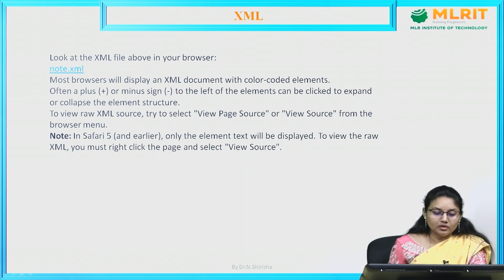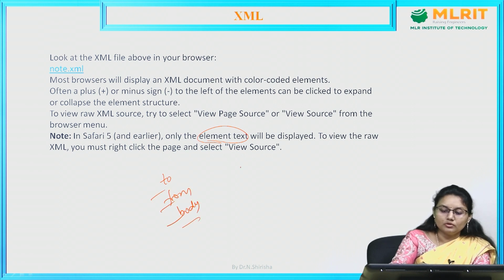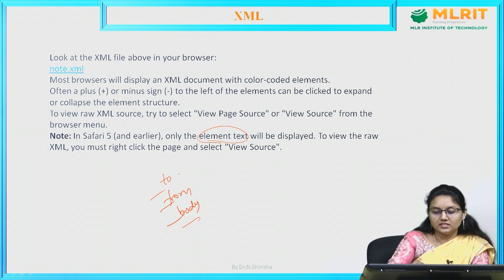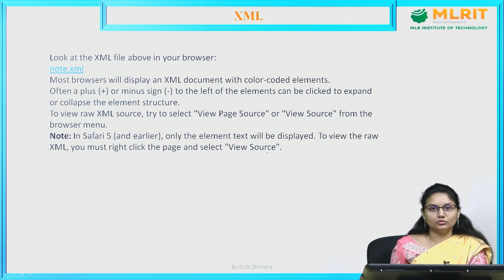In Safari 5 and earlier, only the element text will be displayed. That means note has to, from, body, right? So these are displayed. To view the raw data of the XML, you just right click the page and select view source. But in updated browsers, all the code will be displayed directly.